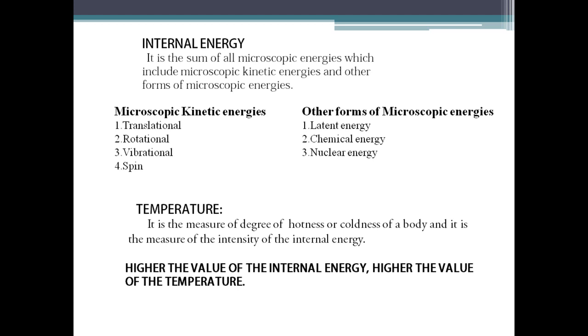The other forms of microscopic energies are latent energy, chemical energy, and nuclear energy. Latent energy is associated with the phase change. Externally, energy has to be applied to overcome latent energy for the phase change process. Chemical energy is due to atomic bonds, that is, the energy between electrons of one atom and the electrons of other bonded atoms. Nuclear energy is due to the binding energy between neutron-neutron pair, proton-neutron pair, and proton-proton pair.